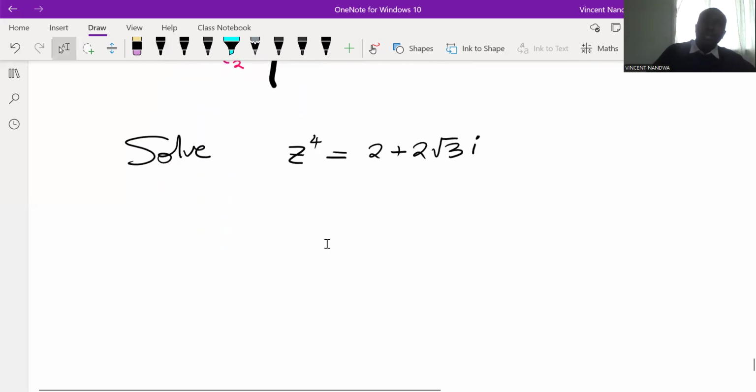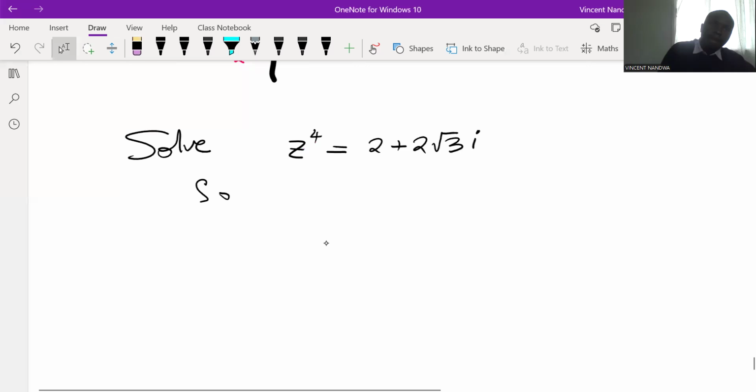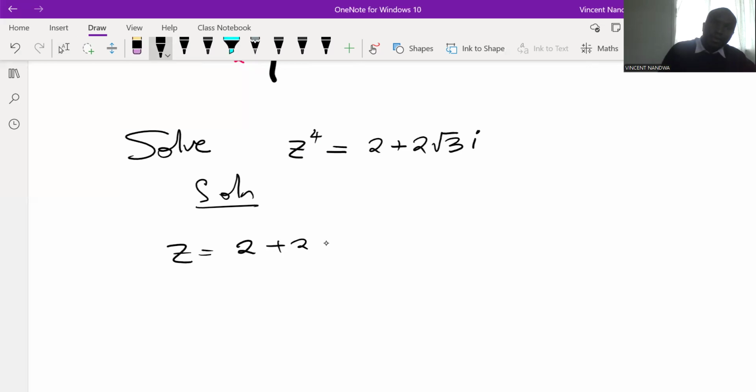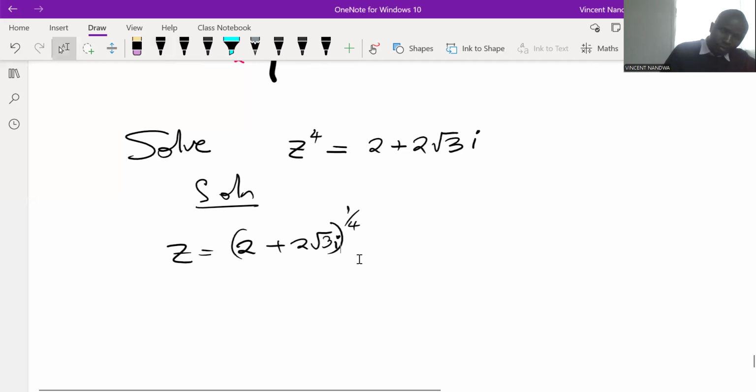So to solve this means z is actually going to be (2 plus 2 root 3 i) raised to the power 1 over 4. So it's like getting the fourth root of the number 2 plus 2 root 3 i. So always the first step is to find the polar form of the complex number.